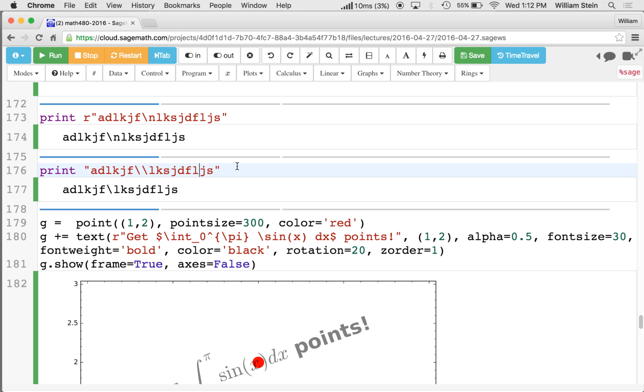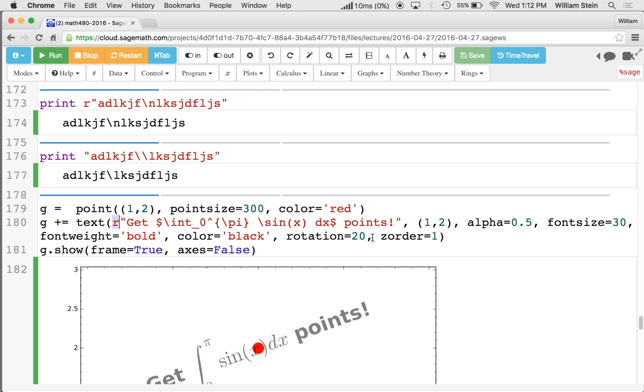Especially because backslash is a useful thing in LaTeX. That means new line in LaTeX. So then you end up with like four backslashes in a row. So I strongly recommend using R (raw strings) whenever you're giving some sort of formula or something that involves LaTeX. Okay? So just remember that one thing. It'll save you a lot of frustration. This is a useful thing to know just in general when using matplotlib or Python or Sage for plotting.